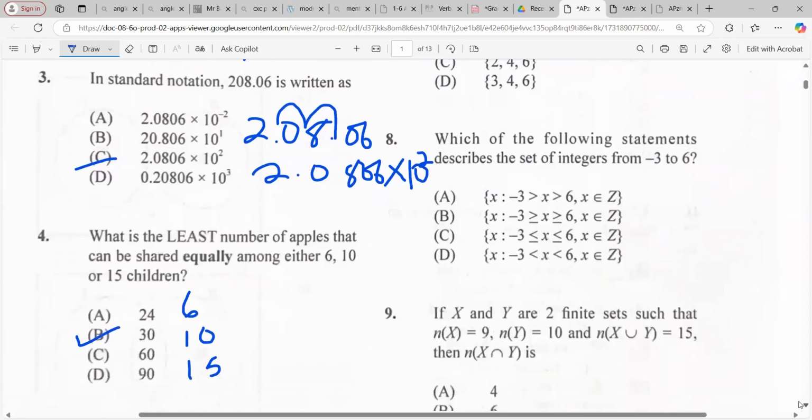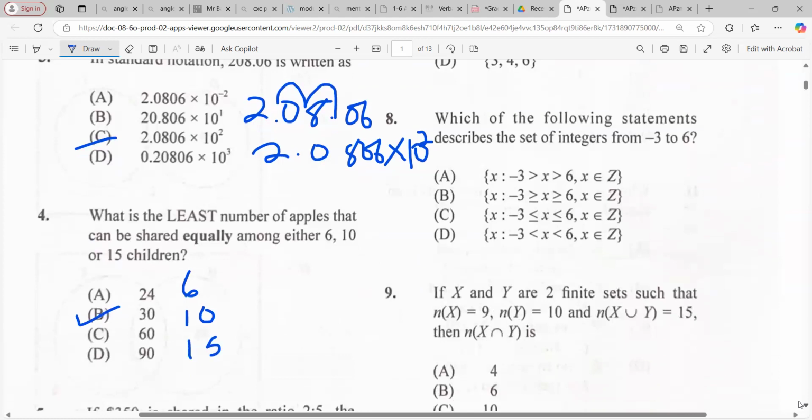All right, number 8 says, which of the following statements describes the set of integers from -3 to 6? So we have to include -3 and we have to include +6. So let's see which one of them actually has that. This one is just less than, so it would not include, that's not inclusive. But this one now is greater than, so no, this is out. But this one now, yeah, -3 is less than or equal to x, and x is less than or equal to 6. So that would have been C.